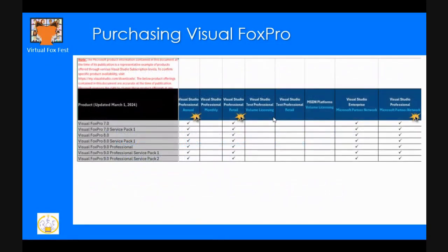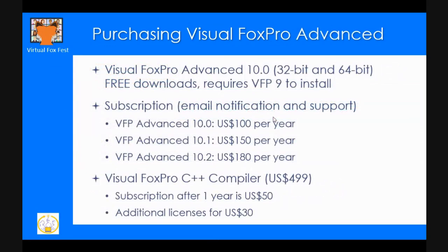For Visual FoxPro Advanced, 10.0, 32-bit and 64-bit, it's free. Okay, it requires VFP9 to install, so you do have to have a VFP9 license, but it is free. If you want email notifications on the releases, or you want some support, there are subscriptions for version 10, 10.1, and 10.2. You can see the dollars per year there for US dollars. Chen also sells the C++ compiler for 499 US dollars. And then there's a subscription after 1 year of $50 and additional licenses for $30.